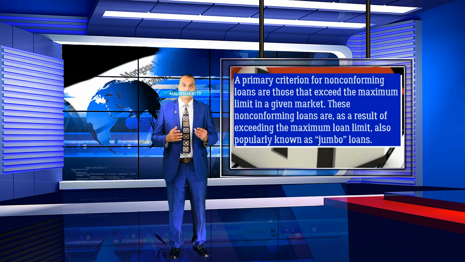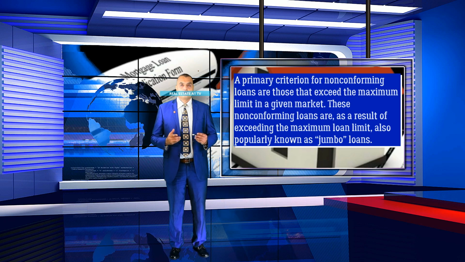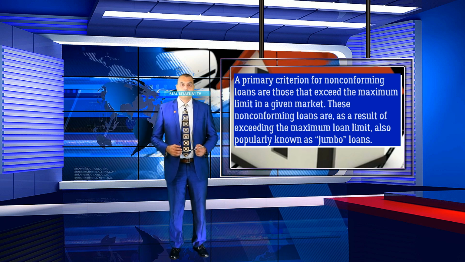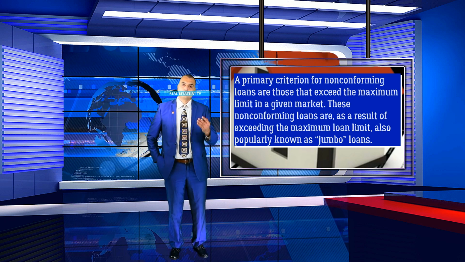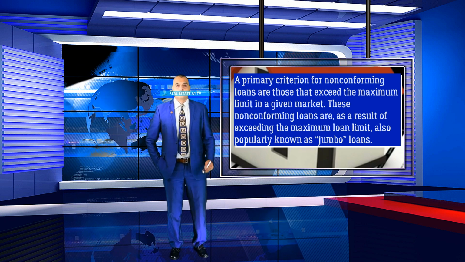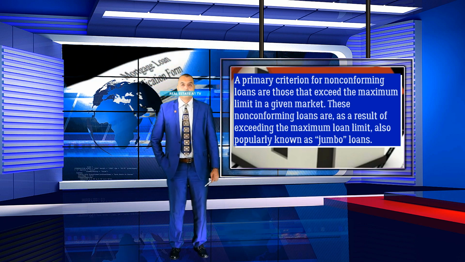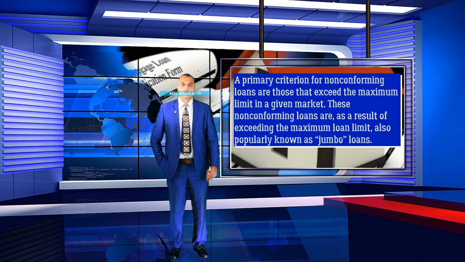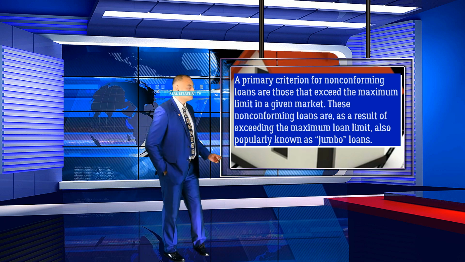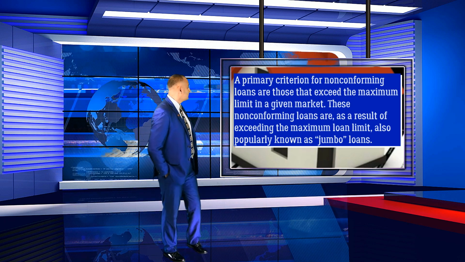A primary criterion for non-conforming loans are those that exceed the maximum limit in a given market. These non-conforming loans are, as a result of exceeding the maximum loan limit, also popularly known as jumbo loans. Other criteria that might deem a loan non-conforming are those issued to applicants with lower credit rating, a high debt-to-income ratio, or down payments less than 20%.